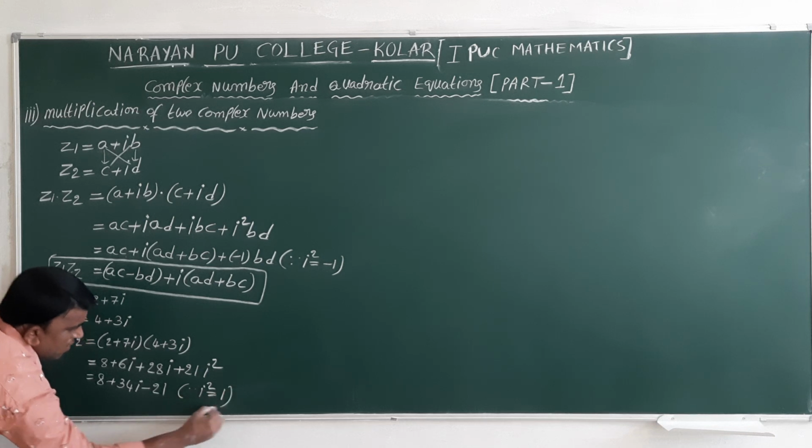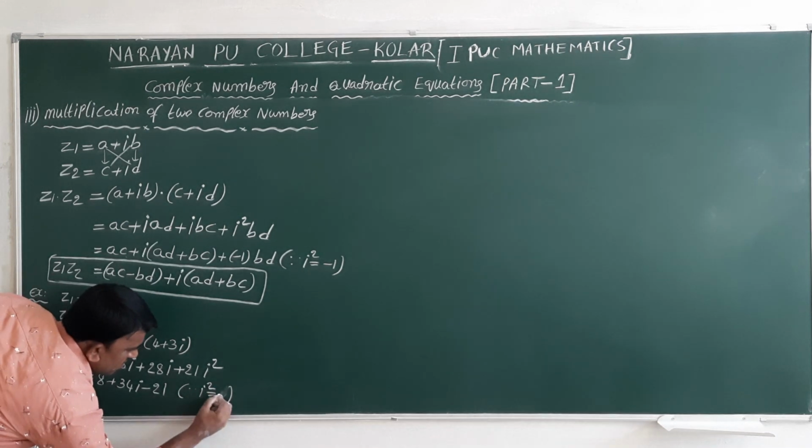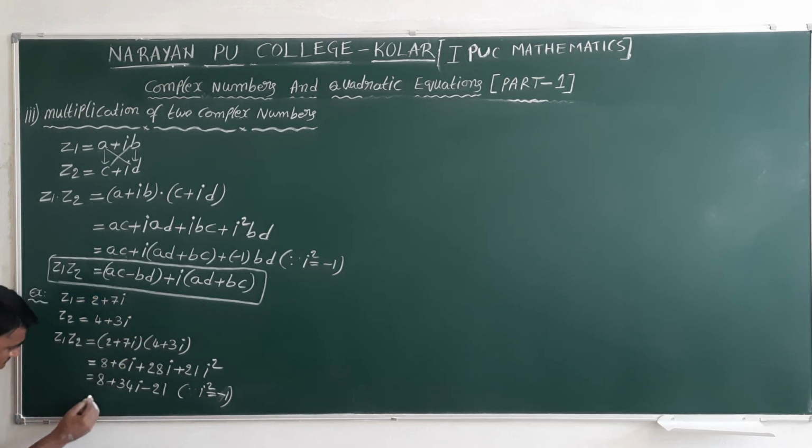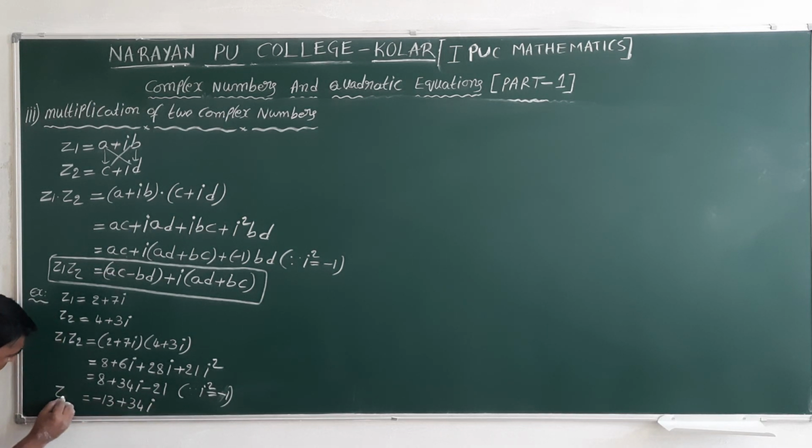So first, one or two problems. I will write what is i square value. Later you will come to know that i square is always minus 1. So 8 minus 21 is minus 13, plus 34i. This is the multiplication of two complex numbers.